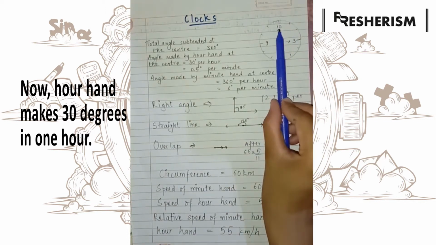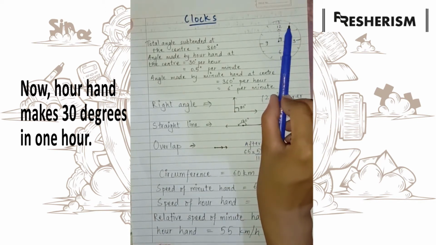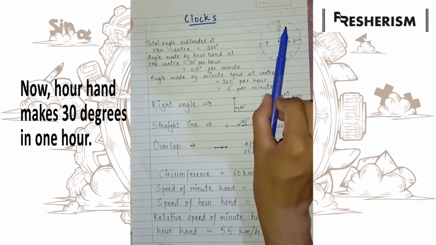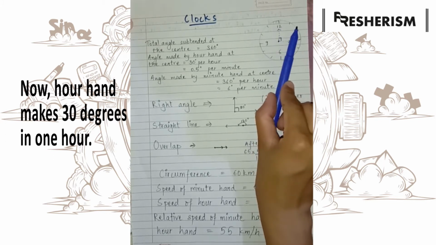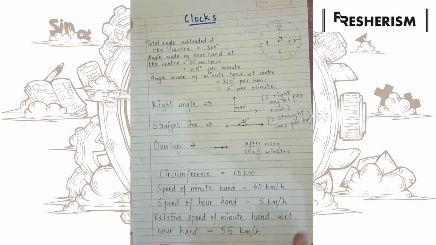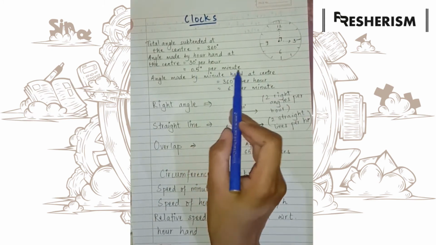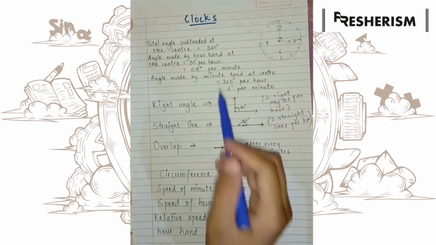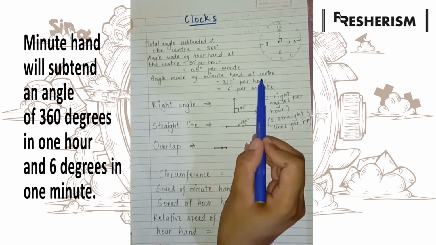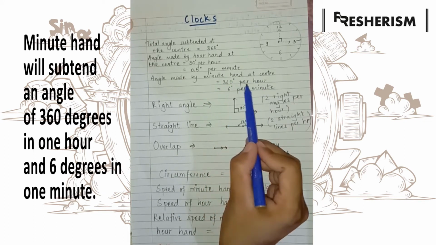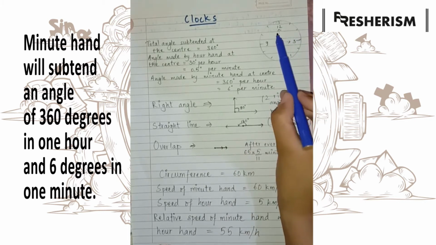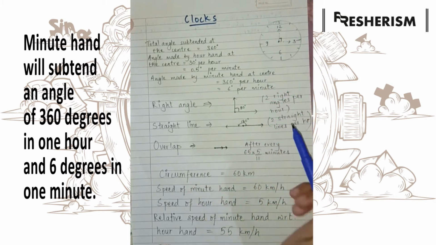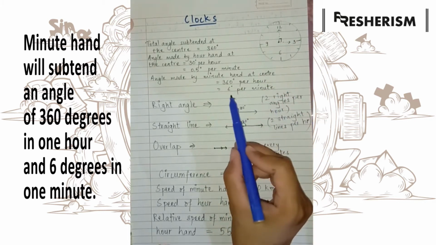That is, if the hour hand is over 12 and it gets to 1 in 1 hour, it will subtend 30 degrees, and 0.5 degrees per minute. And the angle subtended by the minute hand at the center will be equal to 360 degrees per hour, as the minute hand takes a full circle in an hour, and 6 degrees per minute.